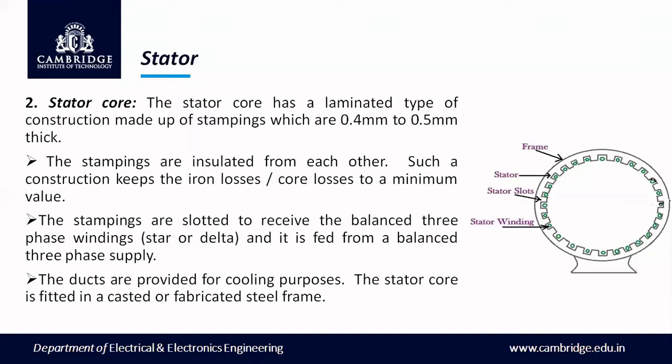So why are the stampings laminated and insulated from each other? To keep the core losses or the iron losses to a minimum value. The stampings are slotted to receive the balanced three-phase winding. That is, the windings will be either in star or delta connection, and it is fed from a balanced three-phase supply. So how are the stampings slotted? The balanced three-phase windings are equally divided in all the slots and supplied from a balanced three-phase supply.